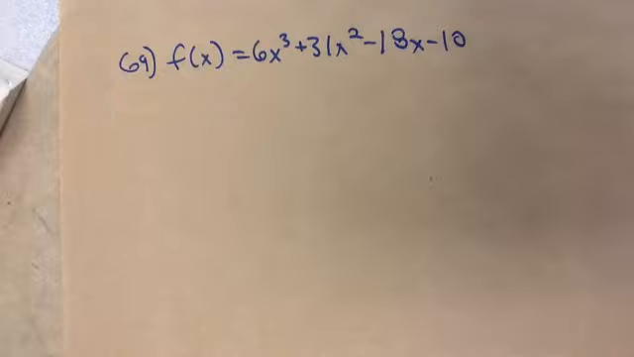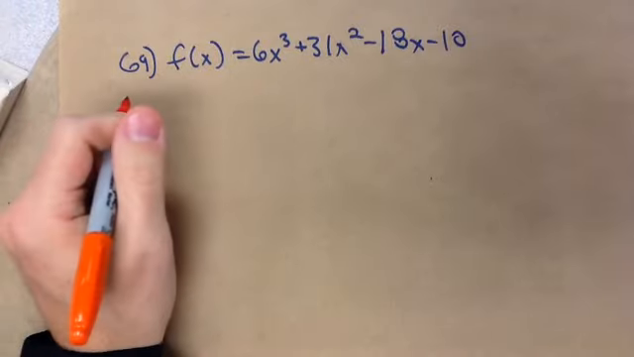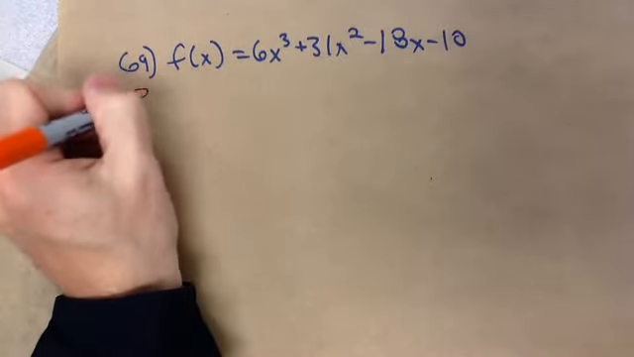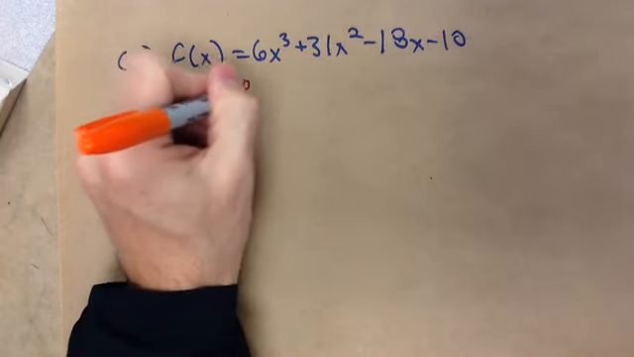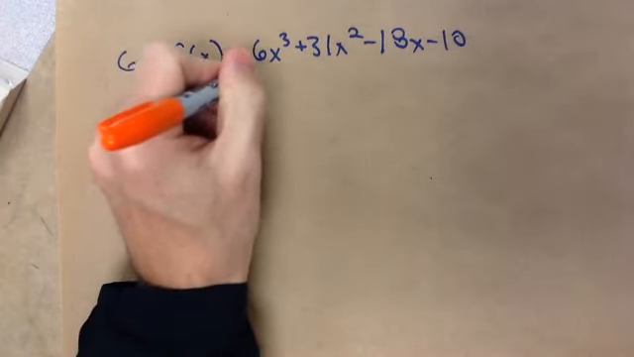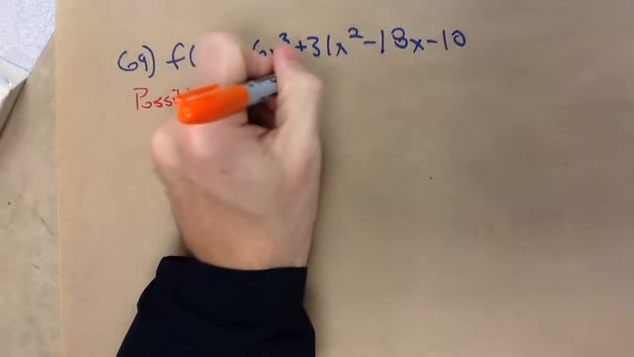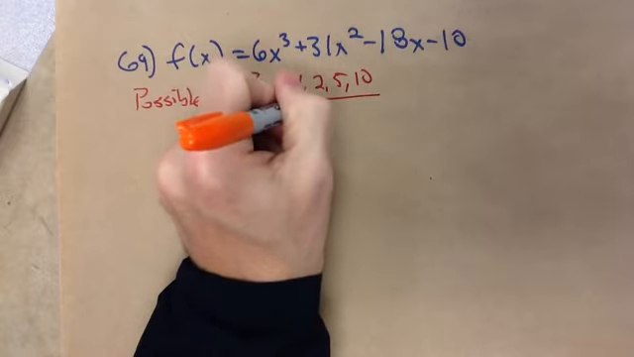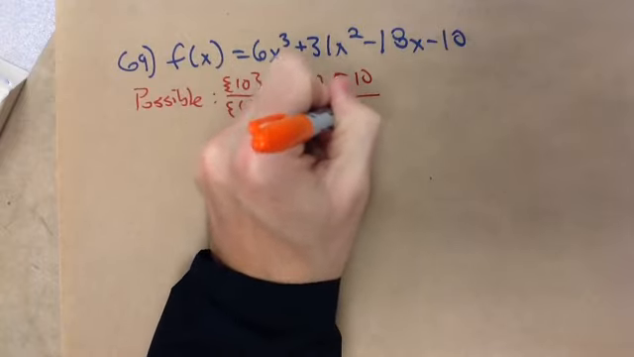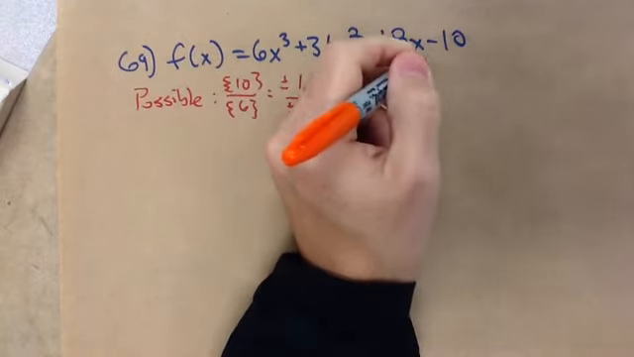Number 69, find the real zeros of the function. So let's start with our possible zeros. Those are going to be our factors of 10 over the factors of 6. So we got 1, 2, 5, and 10, over 1, 2, 3, and 6. This actually gives us a long list.